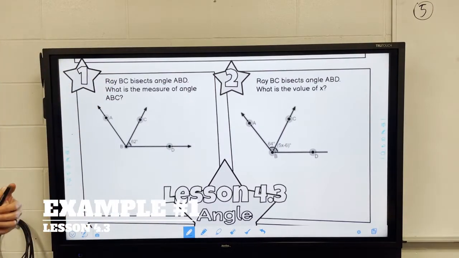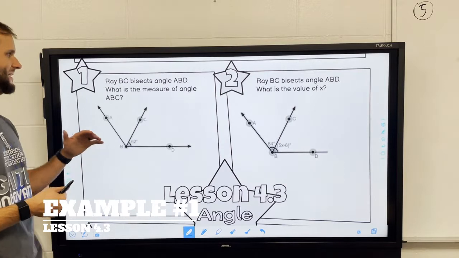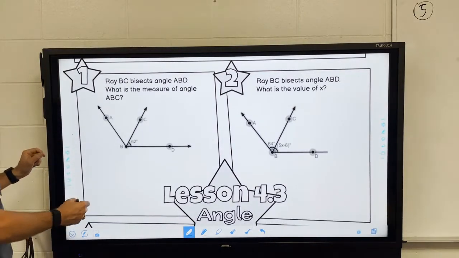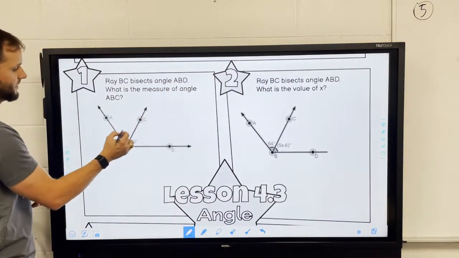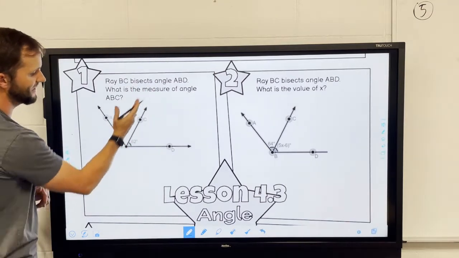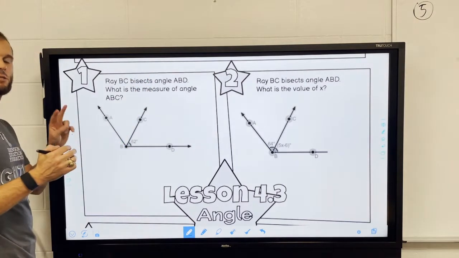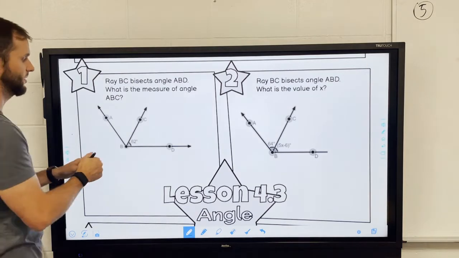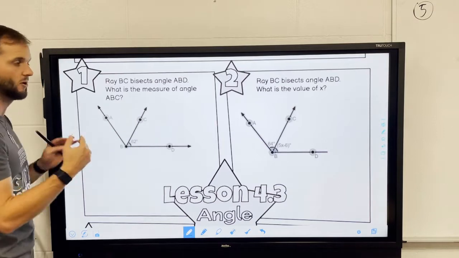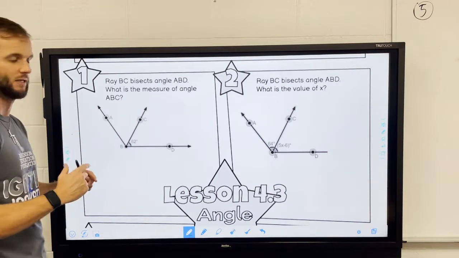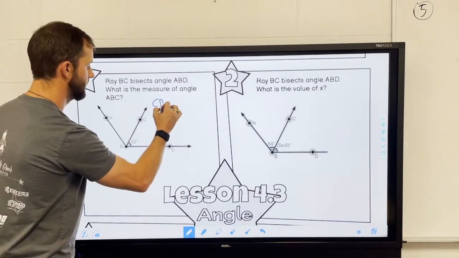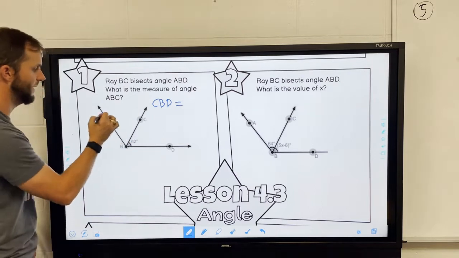On example number 1, it says ray BC bisects angle ABD. What is the measure of angle ABC? Right now it's telling me ABD, so from A to B to D, and BC is bisecting that. So it's cutting it into two equal angles. Picture if I did not have this ray and I just cut this thing down the middle: this angle and this angle are going to be equal because they have been bisected. So that means CBD is going to be equal to ABC.